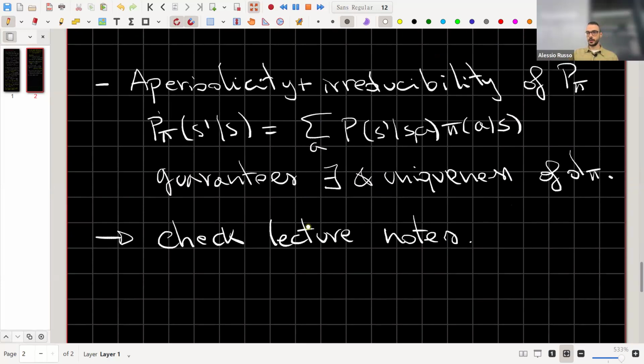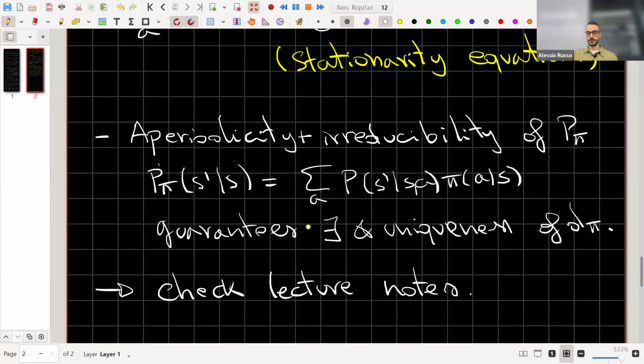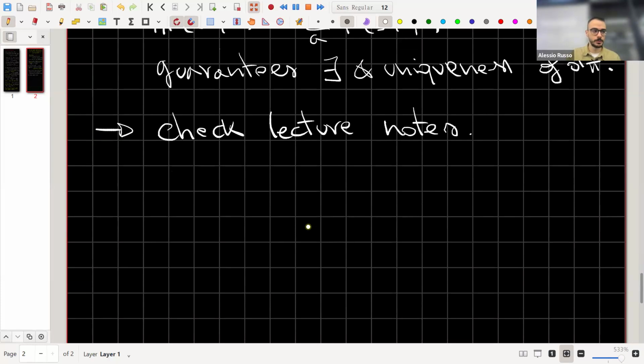So we can guarantee, for example, stationarity if we assume that the Markov chain induced by the policy is aperiodic and irreducible. Here we define P^π to be the associated transition function of policy π. It's the Markov chain induced by π, and it's simply defined in this way for a stochastic Markov policy. If we make these two assumptions, we can guarantee that the stationary distribution exists and is unique. But apart from this, we will not touch this assumption.